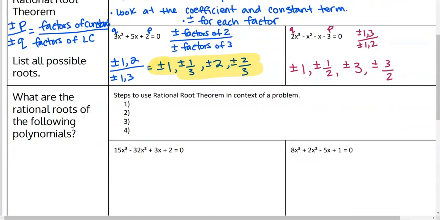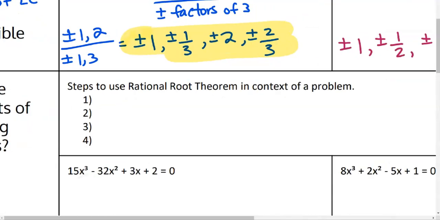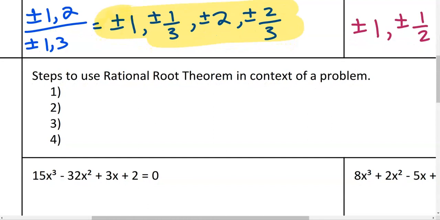Here we go. What are the rational roots of the following polynomials? So what we are going to do, this is where it's all going to come together, okay? And if you have a graphing calculator, your life is going to be so much easier. So I'm going to give you a second to get a graphing calculator if you do not currently have one at your desk. While you get that, I'm going to write these down, and then I'll talk about it when you write them down.